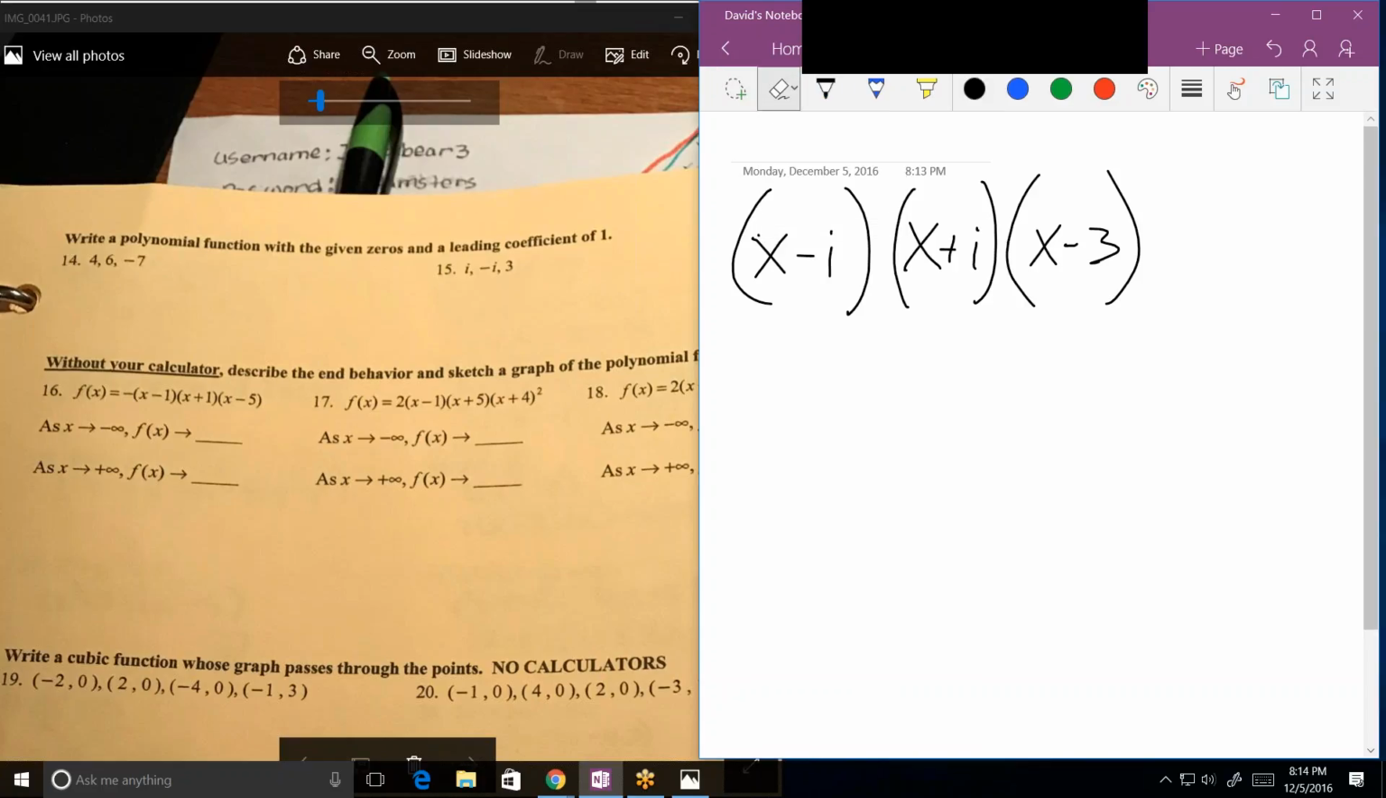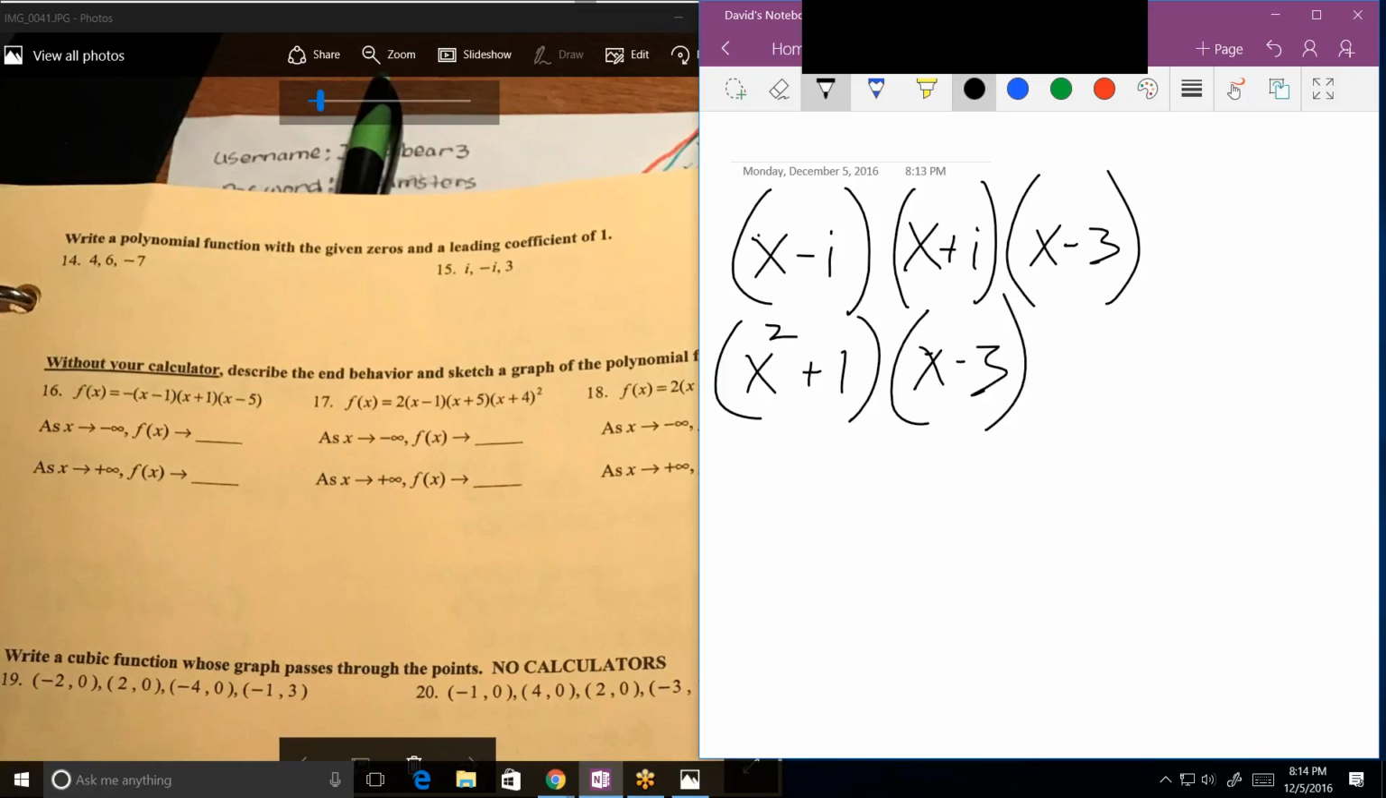You get x squared, plus... the two middle terms cancel. What's the last term? Minus I squared. Which converts to what number? Minus 1. Well, it's minus a minus, so that'd be plus 1. There's the quadratic you get by multiplying those two terms together. Now, it's easier to multiply those two together. What do you get?